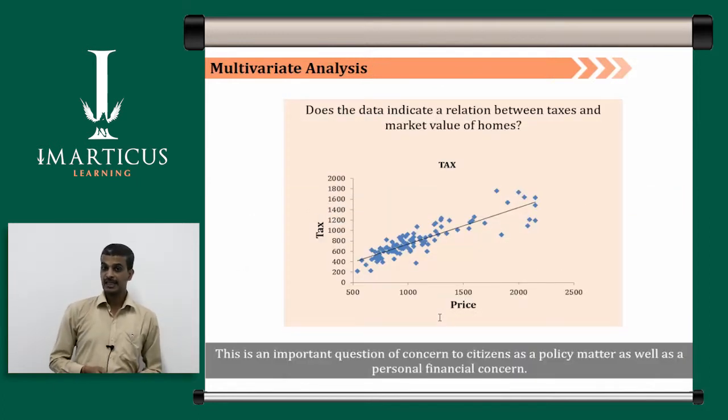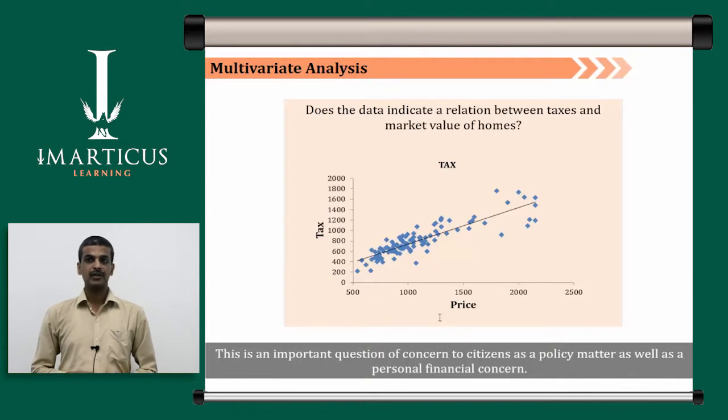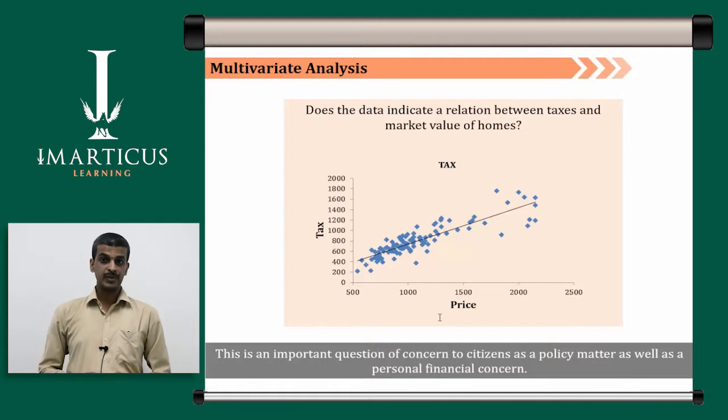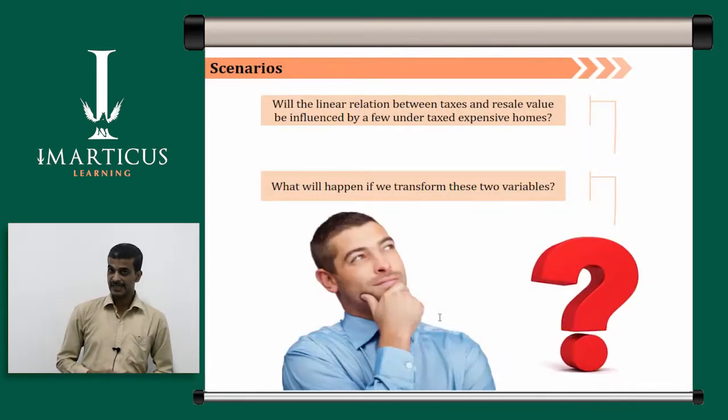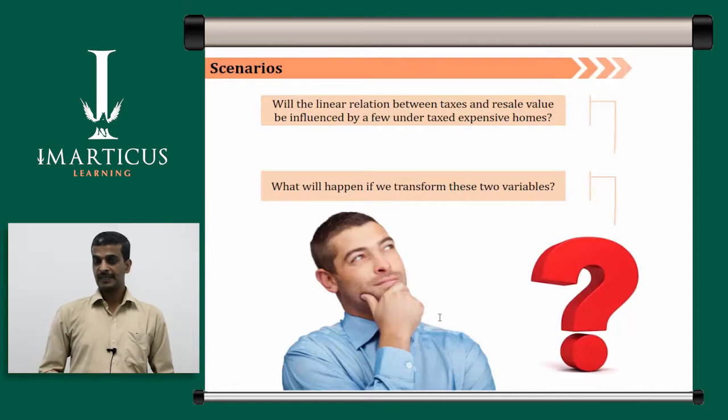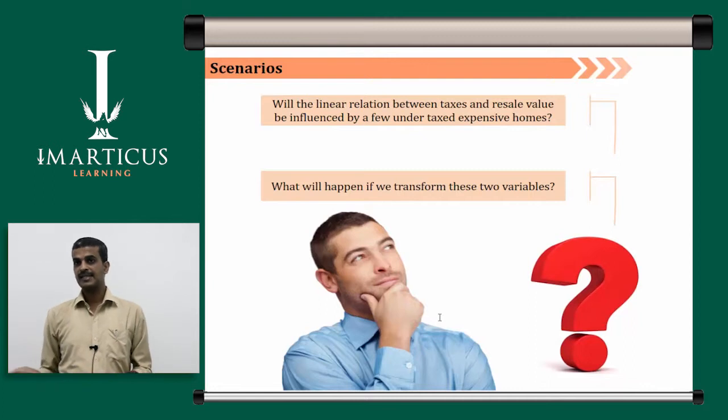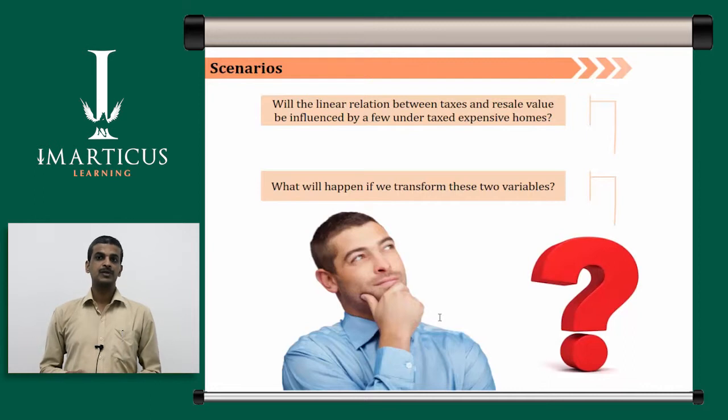So using multivariate analysis, you'll be able to answer questions like, does the data indicate a relation between taxes and the market value of homes, and many other similar questions. This is an important question of concern to citizens as a policy matter, as well as a personal financial concern. Now we'll consider various scenarios for this particular task. For example, will the linear relation between taxes and resale value be influenced by a few under-taxed expensive homes, or what will happen if we transform these two variables?